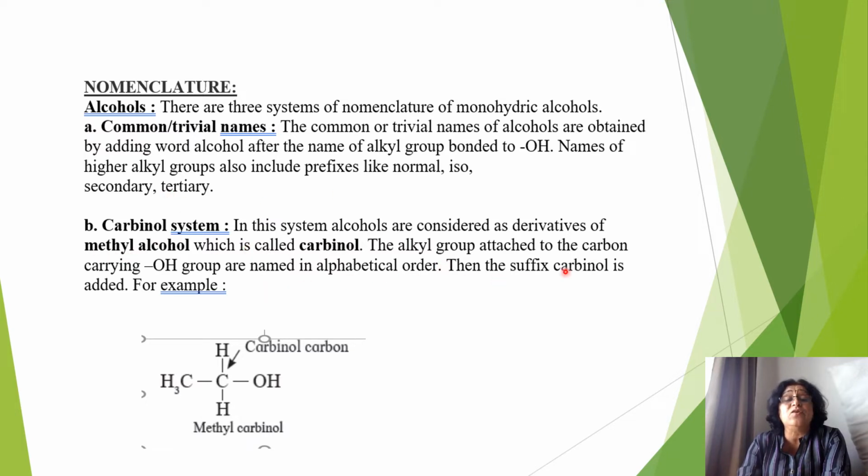In this system, alcohols are considered as derivatives of methyl alcohol, which is called carbinol. The alkyl groups attached to the carbon carrying OH are named in alphabetical order, and then the suffix carbinol is used. So here you see this is carbinol, the alkyl group is methyl, so methyl carbinol. Got it? Basically, alcohols are considered as derivatives of methyl alcohol. So for methyl alcohol, the term carbinol is used.